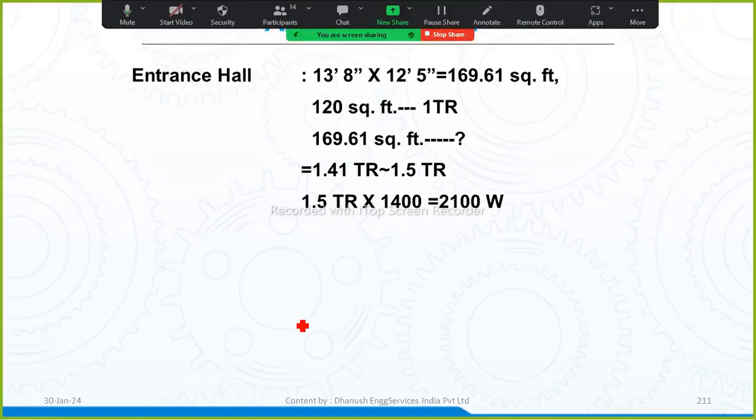Now, for 169.61 square feet, what tonnage of AC is required? For every 120 square feet of area, we require 1 ton. So 169.61 divided by 120 is equal to 1.41 TR. So 1.41 TR is approximately 1.5, so I have taken a 1.5 ton AC. So what is the wattage of a 1.5 ton AC? 2100 watts, if I am taking a split AC. So that is the reason I have taken 2100.